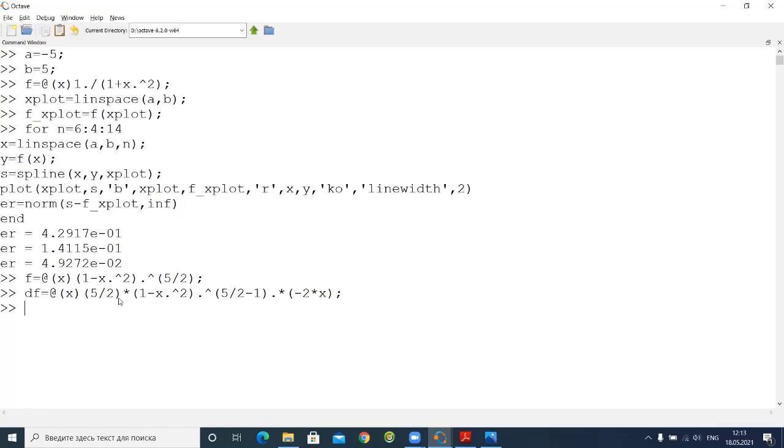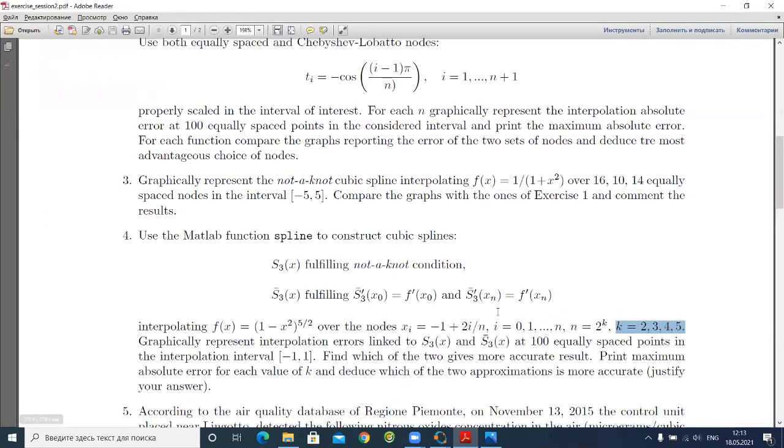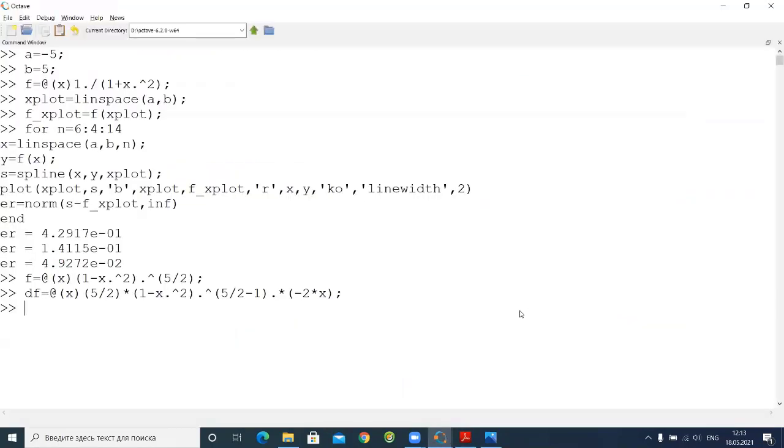Now we need to find the corresponding values at x0 and xn. Let's denote by f0, it is equal to df of minus 1. You can compute it. And fn, at point n, it's equal to df of 1. When we put 1 into the derivative of this function, we get the corresponding values.